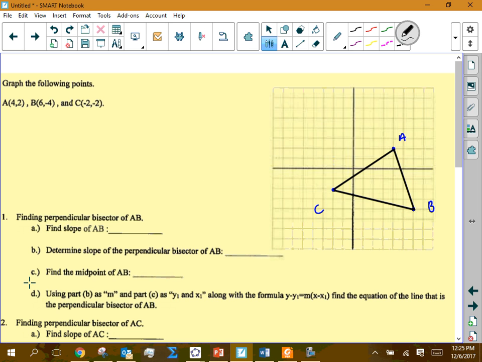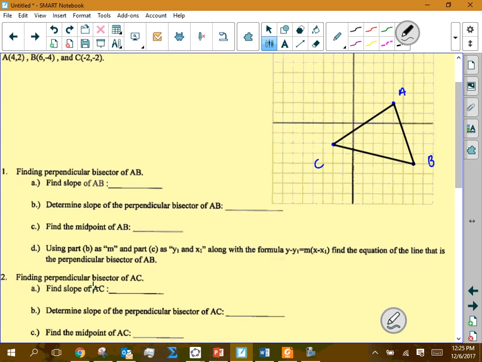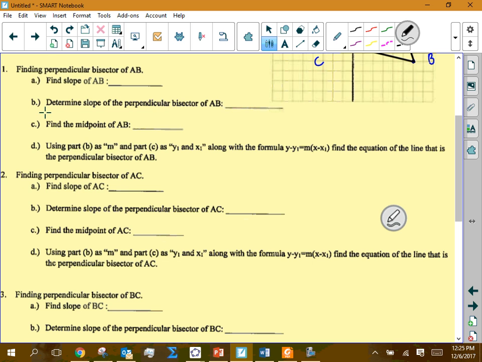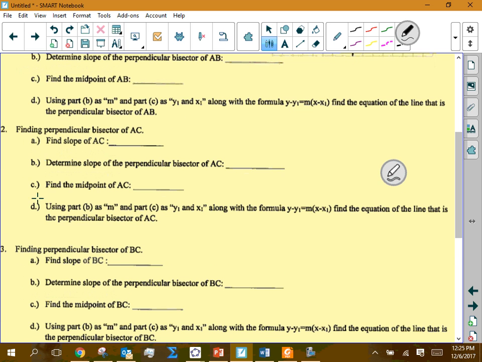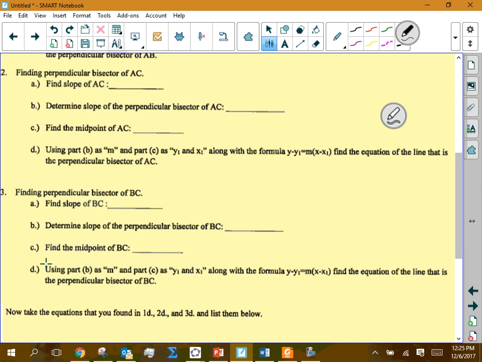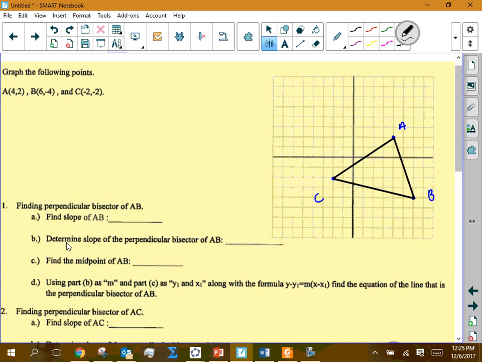So we're going to walk through these steps. Hopefully you recognize that these 4 steps here are the same as the 4 steps here, which are the same as the 4 steps here, right? So if you can find the perpendicular bisector 1 time, there's absolutely no reason why you shouldn't be able to find it 2 times, 3 times, 4 times, 5 times, because it's the exact same process. Okay. First thing says we're going to find a perpendicular bisector of AB.